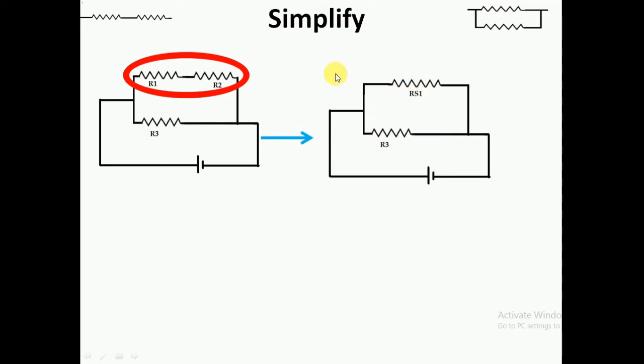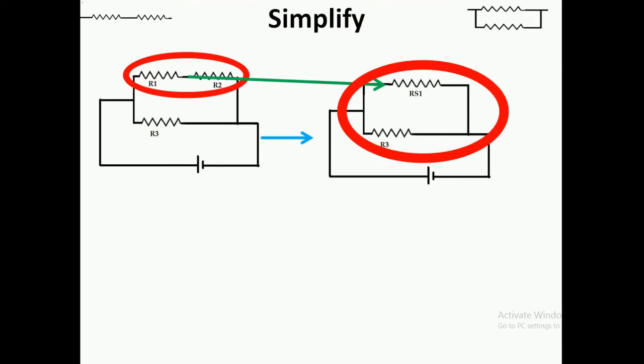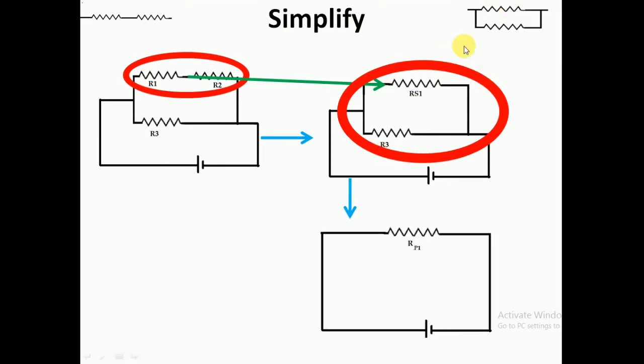Now the second thing: in the second circuit you can see these two, Rs1 and R3, are in parallel. So instead of these two resistors Rs1 and R3, I can write R parallel 1. These two are now equivalent, and so I've got the equivalent circuit for the given circuit. This is how I solve the diagram.